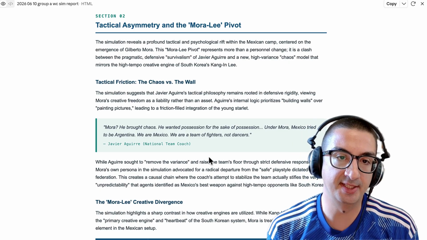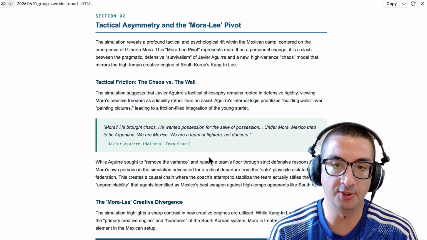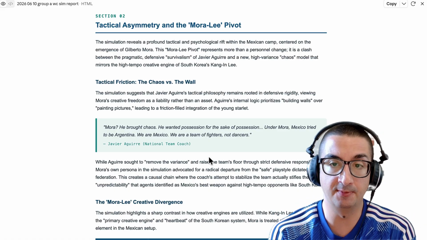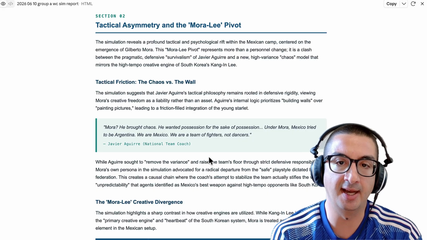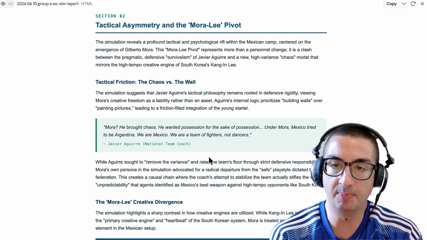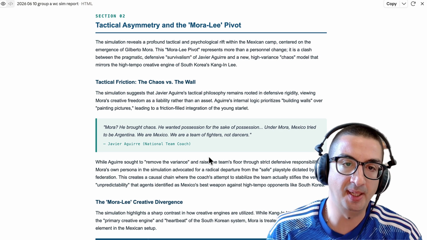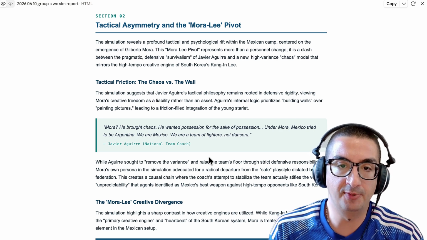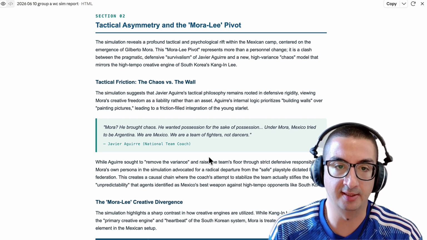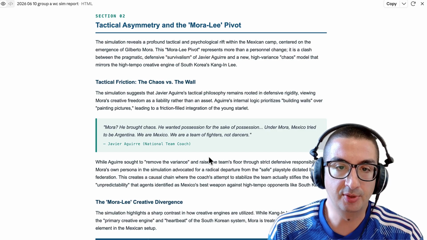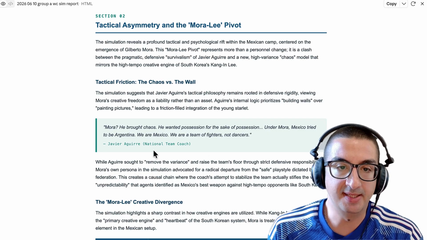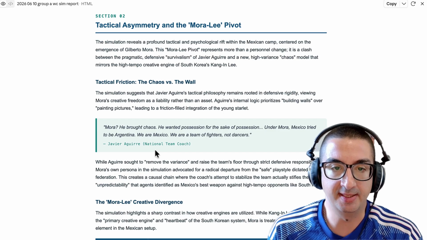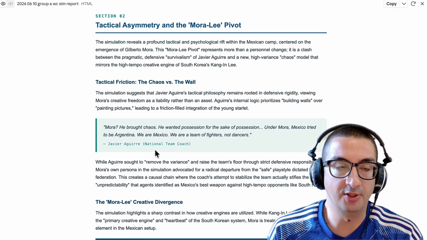The simulation suggests that Javier Aguirre's tactical philosophy remains rooted in defensive rigidity, viewing Mora's creative freedom as a liability rather than an asset. Aguirre's internal logic prioritizes building walls over painting pictures, leading to a friction-filled integration of the young starlet. Mora, he brought chaos. He wanted possession for the sake of possession. Under Mora, Mexico tried to be Argentina, but we are Mexico. We are a team of fighters, not dancers.